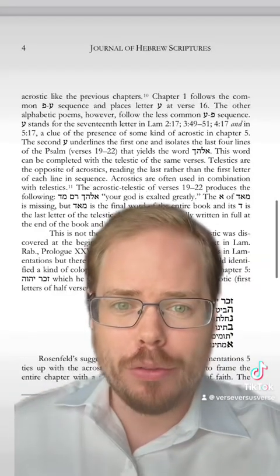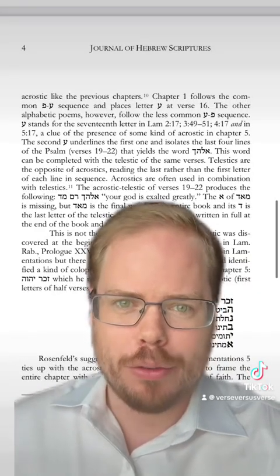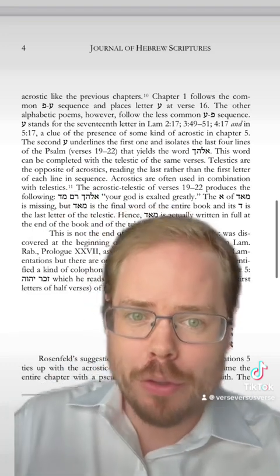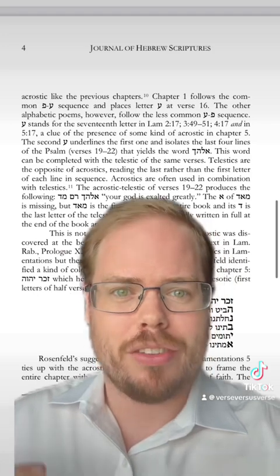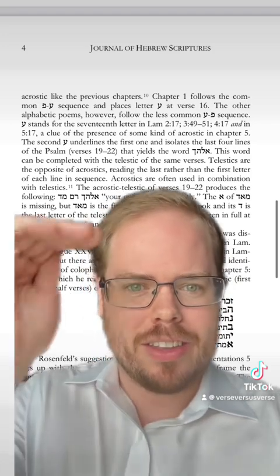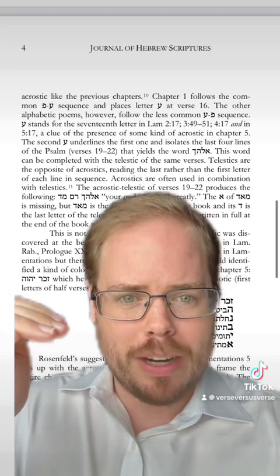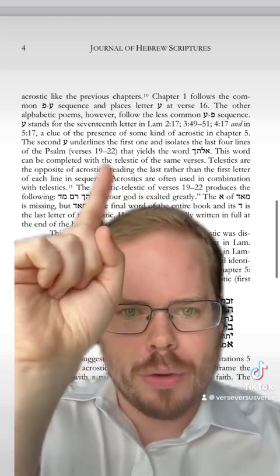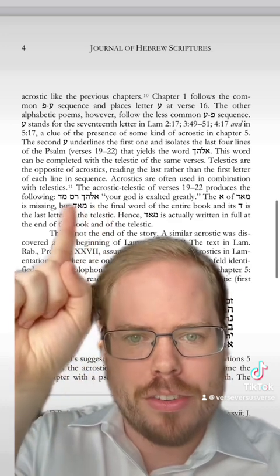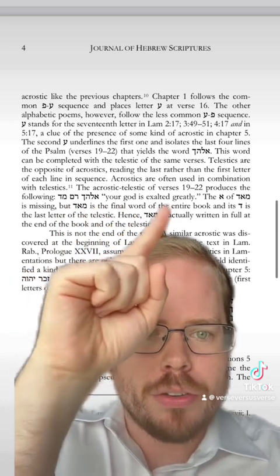Well, he takes those 2 verses after 17 and 18, after those 2 ayins, which are verses 19 through 20. If you just take the first letters of those verses, you get this word in Hebrew. And then if you take a telestic, which is the opposite of an acrostic, it's where you take the last letter of each verse and put those back to back, and you sort of squish together your acrostic and your telestic of verses 19 through 22, you get this full message, which reads, your God is exalted greatly.